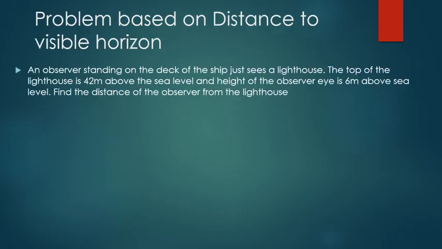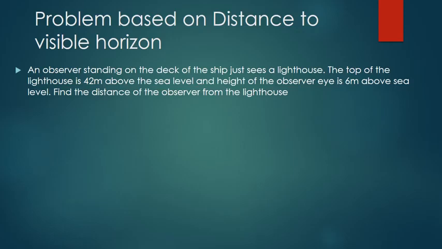Now let us see a problem which is based on distance to visible horizon. An observer standing on the deck of a ship just sees a lighthouse. The top of the lighthouse is 42 meters above the sea level and the height of the observer's eye is 6 meters above the sea level. Find the distance of the observer from the lighthouse.